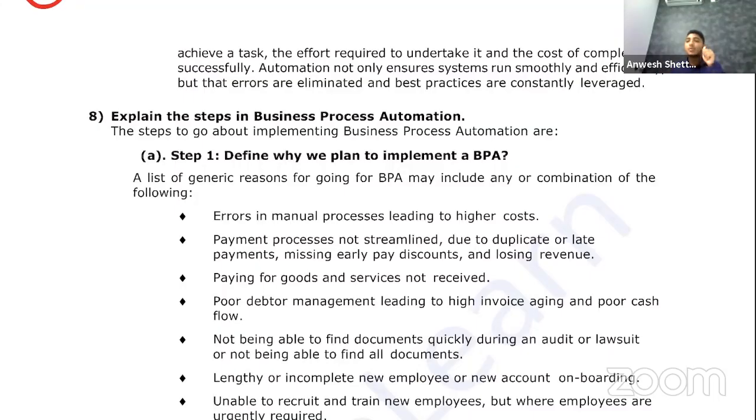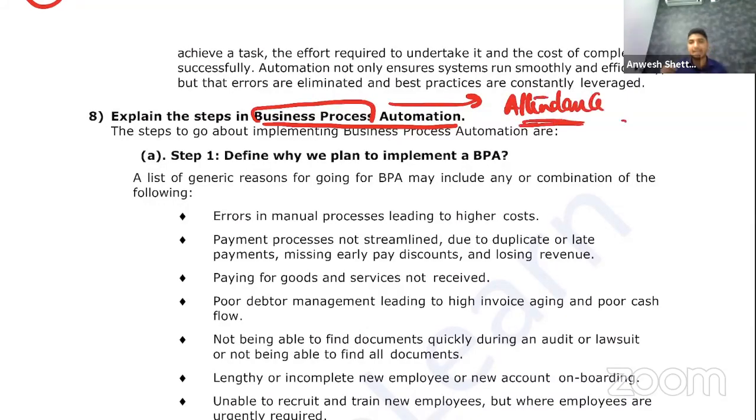Okay, so what are the steps? Explain the steps in business process automation. Now let us say, what is a business process? Here the business process is attendance. You want to automate attendance. How are you going to do that? So it is a 8-step process. There are 8 steps to this.